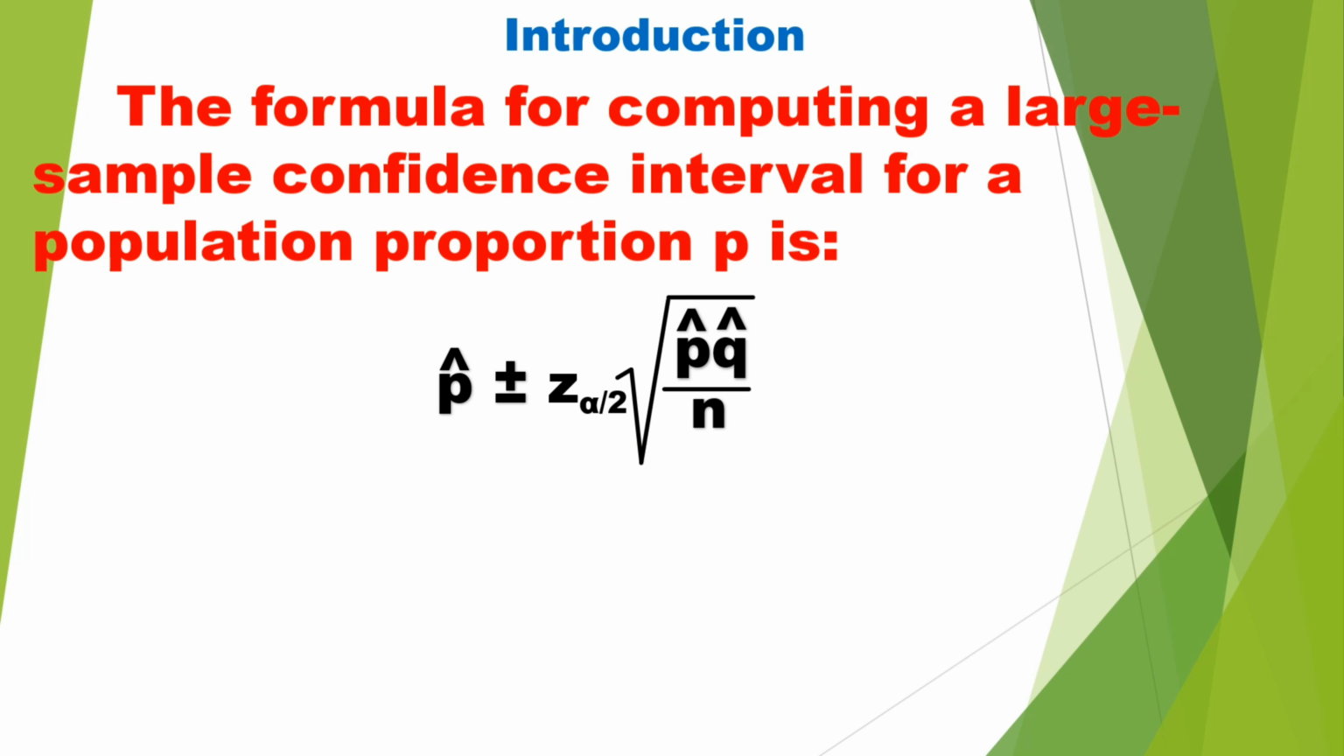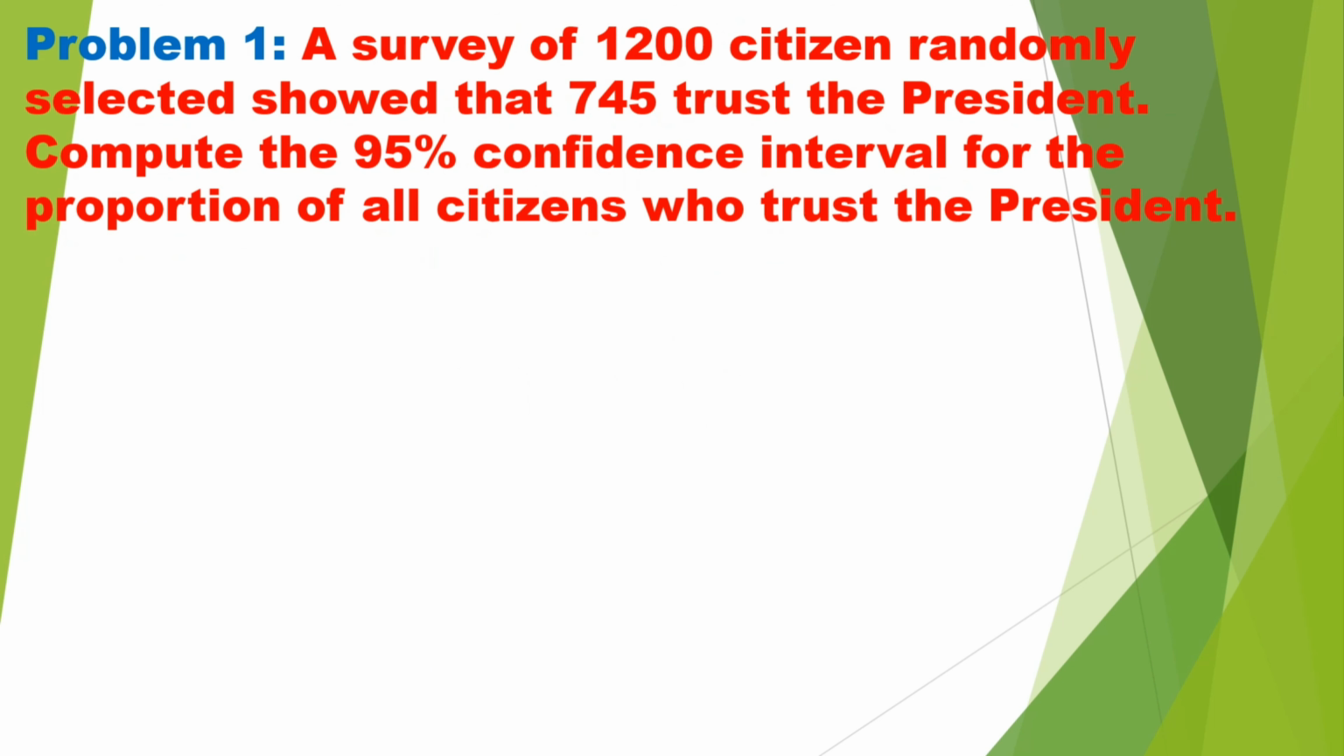The shorter formula for computing a large sample confidence interval for a population proportion P is P hat plus or minus Z alpha over 2 square root of P hat times Q hat all over N. Let's take up now our first problem.